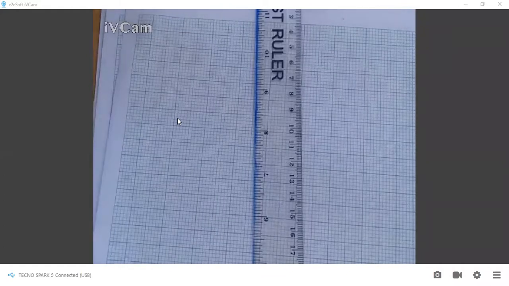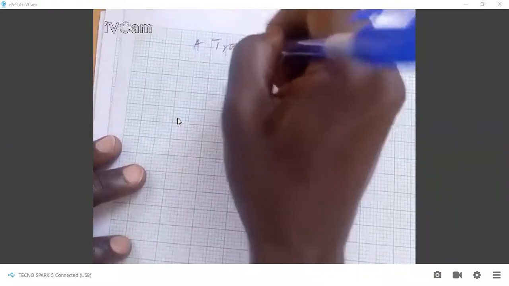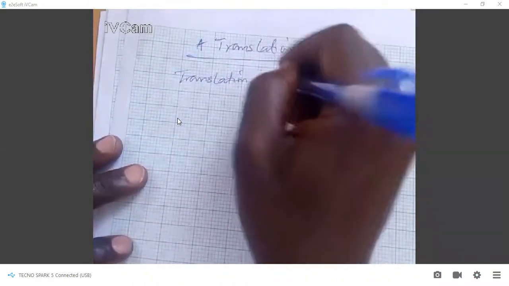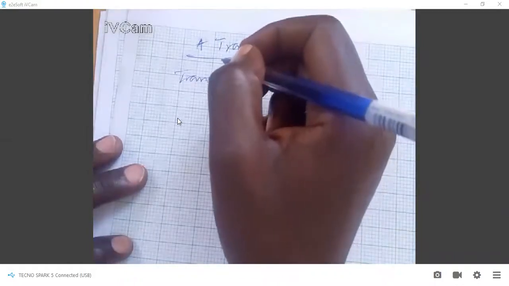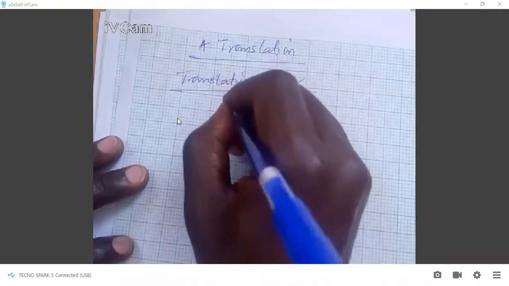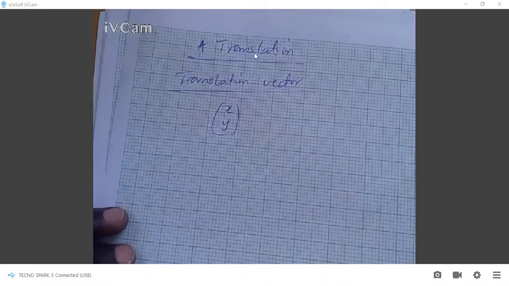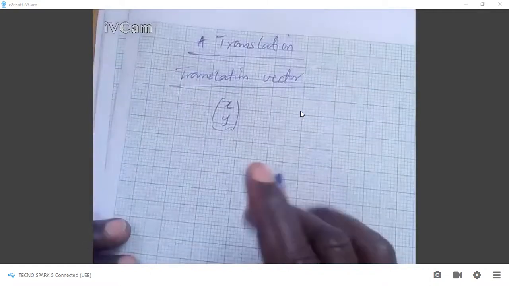Okay, what you should know about a translation is, 1, you must have a translation vector, okay? Now that translation vector is represented as a column vector, or a column matrix. A translation, you must have what you call a translation vector. And the translation vector is represented by a column vector, a 2x1 matrix in that order. Okay, isn't that what most of us recall? In that order, it's represented by that.